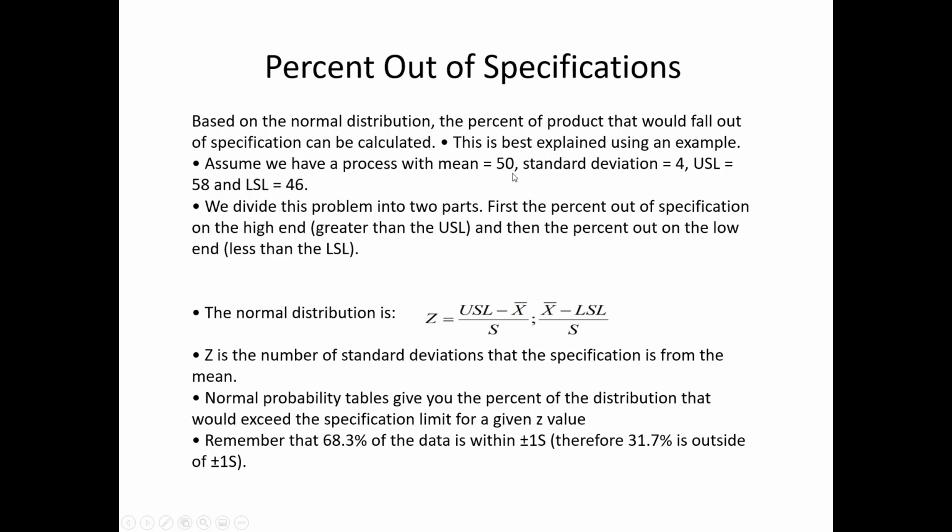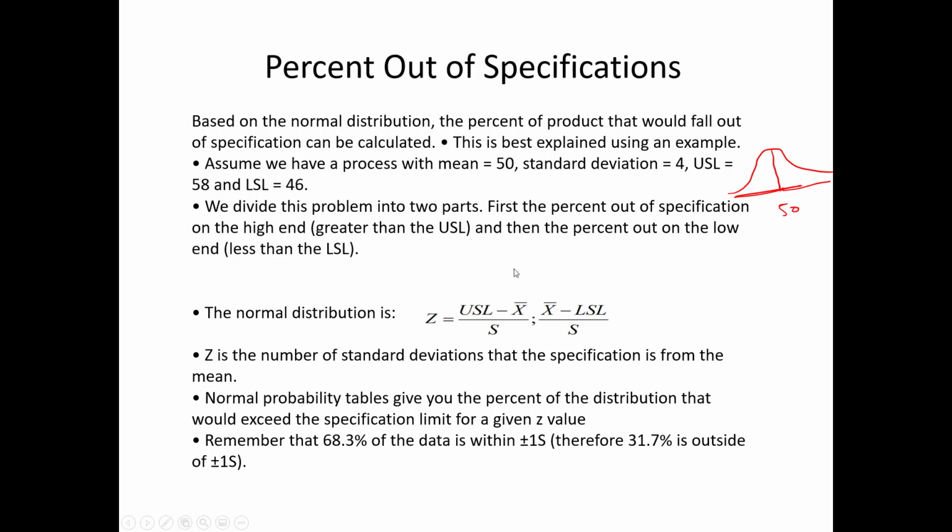So if I sketch a normal distribution, the mean will be 50. So this is my mean. The standard deviation is 4, and the upper specification limit is 58 and the lower specification limit is 46. We divide this problem into 2 parts. First, the percent out of specification on the high end, greater than the upper specification limit, and then the percent out of specification on the low end. So now we want to know which area is inside the specification limit and which area is outside, and how much percent of the area lies outside the specification limit.